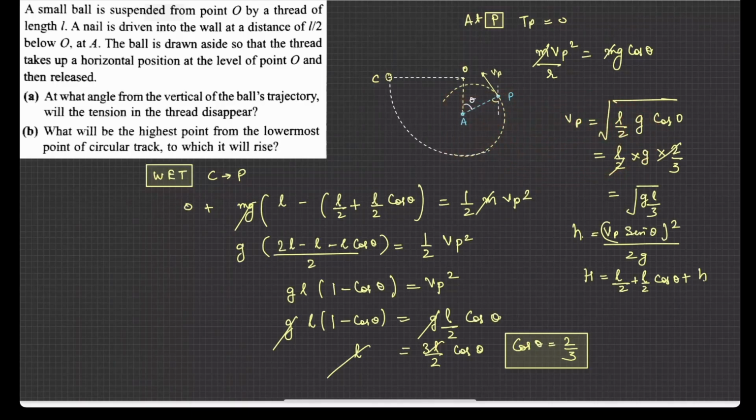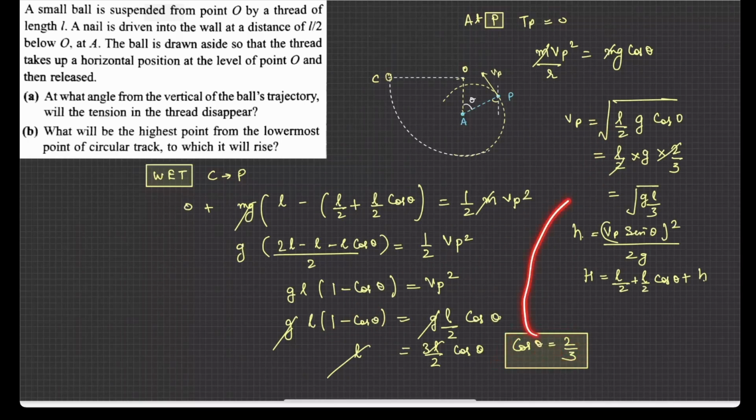So mg into this fall, this is the displacement in the vertical direction, is equal to the change in kinetic energy, half m v_P square. I just solve it, and from here we put the value of v_P square, L by 2 g cos theta, यहाँ पे डाली, and here we have got one equation only in cos theta. Cos theta की value निकाली, we have got the value of cos theta is 2 by 3.